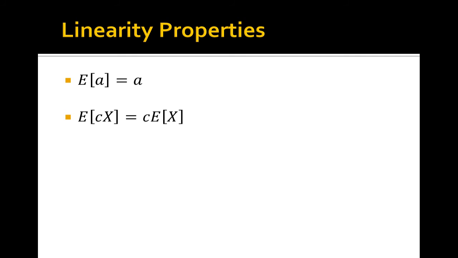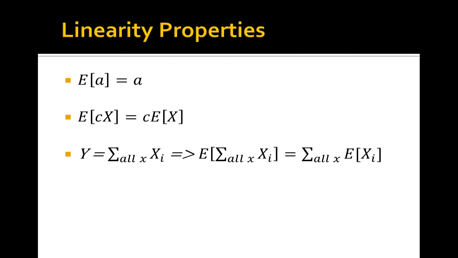That's right. The linearity property also allows us to bring the expectation inside the summation. Let Y be a random variable such that Y is the summation of Xi's. To find the expectation of Y, we only need to know the expected value of the Xi's and then sum them up.